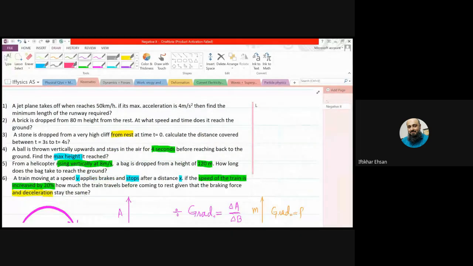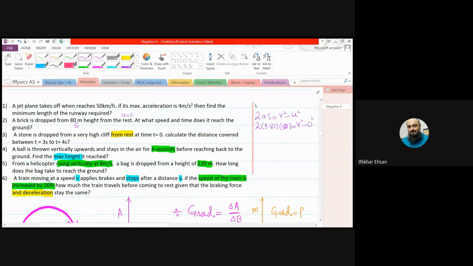The brick is dropped from 80-meter height, so we know the distance, and we know it starts from rest, so the initial velocity is 0 and acceleration is 9.81. So the final speed we have to find. So we can use this equation. Acceleration will be 9.81, distance is 80, final speed we have to find, and initial will be 0.